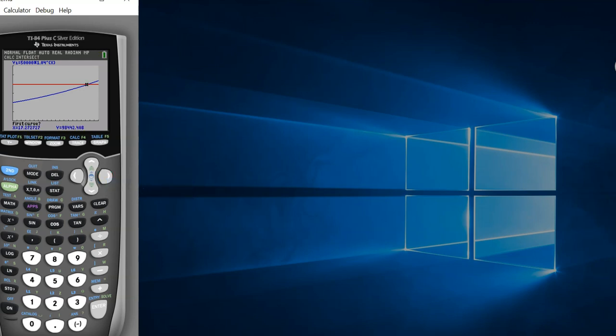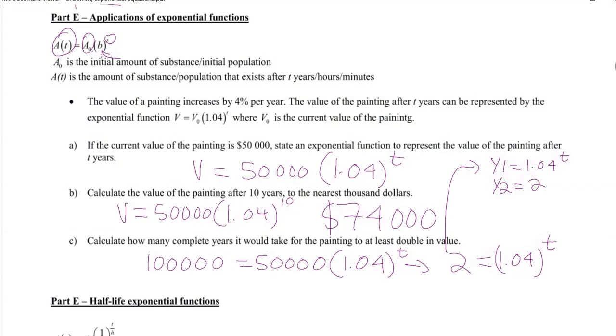You can just hold yours down, right? I can't do it on the board. And we got 17.7, or 17.67. How many complete years? So 18 complete years. So 17 years wouldn't be enough, right? It was happening at 17.7, so it would be after 18 years.